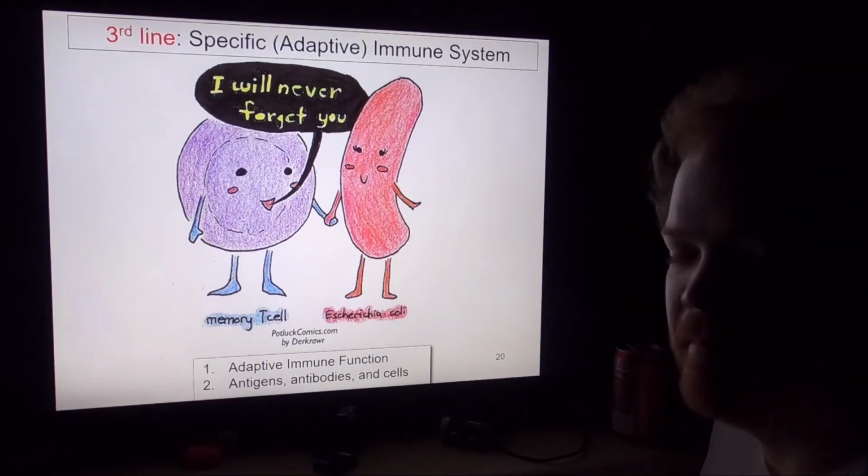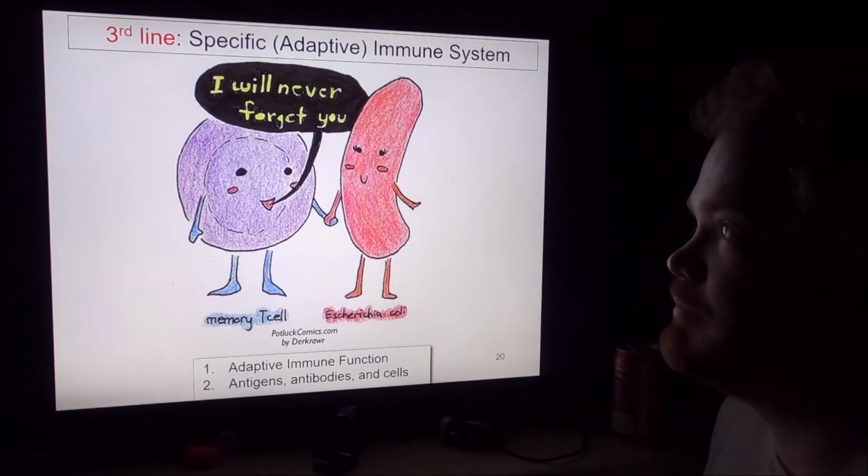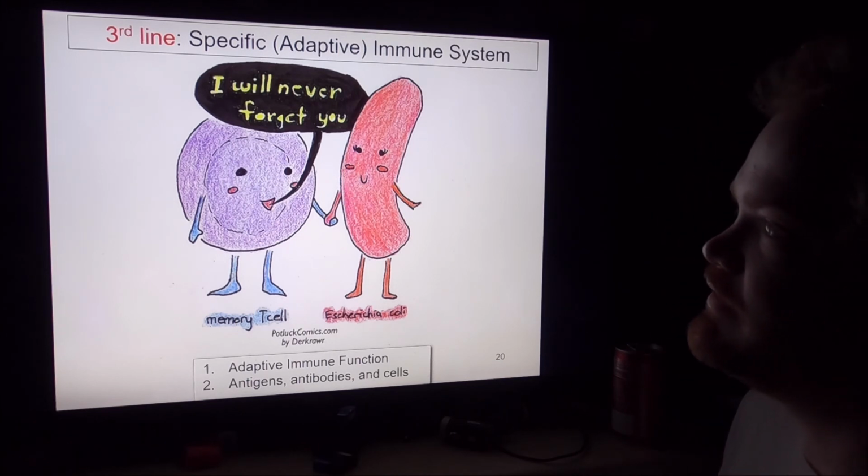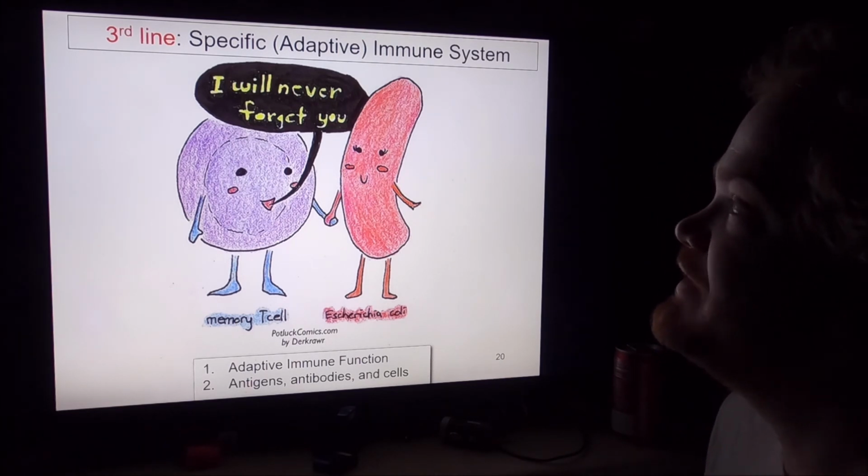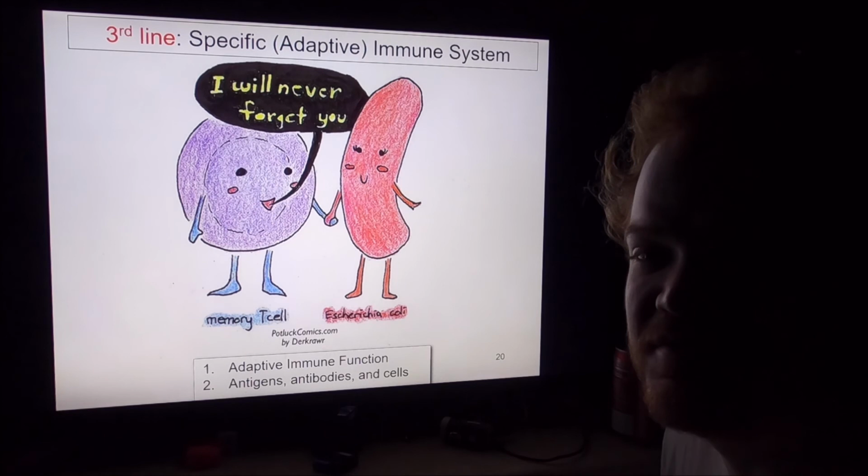Hey everybody, welcome back to Anatomy 2. This is going to be the second part of our immune lecture, specifically that on the third line of defenses, the adaptive immune responses themselves.